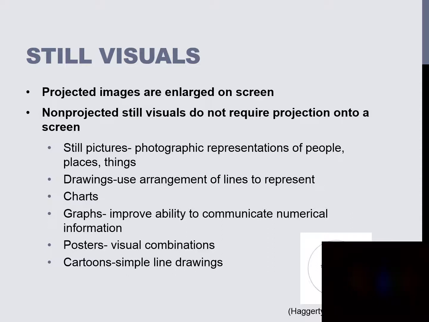Some more examples include still pictures, which are photographic representations of people, places, and things. Drawings, which are when you just use different lines to represent different images. Charts and graphs, which can be used to convey numerical information easier and create a more simple view for students. Posters can combine all these different visuals, including graphs, charts, drawings, and pictures. And then cartoons, which are just simple line drawings, as you see in the bottom right in this slide, and they can be used for different types of audiences, especially younger audiences.